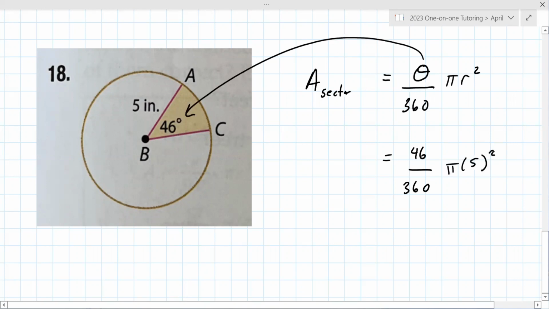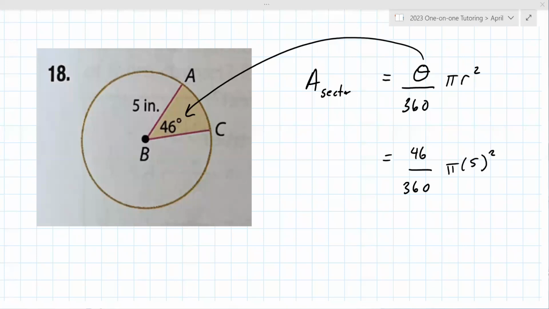Sometimes they want the exact answer. In your case, they're asking for the answer rounded to the nearest tenth. All right, so go ahead and give this one a try, please.